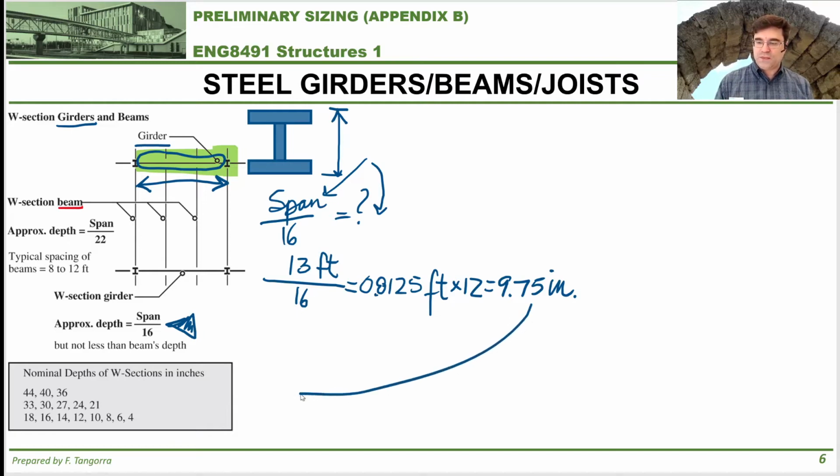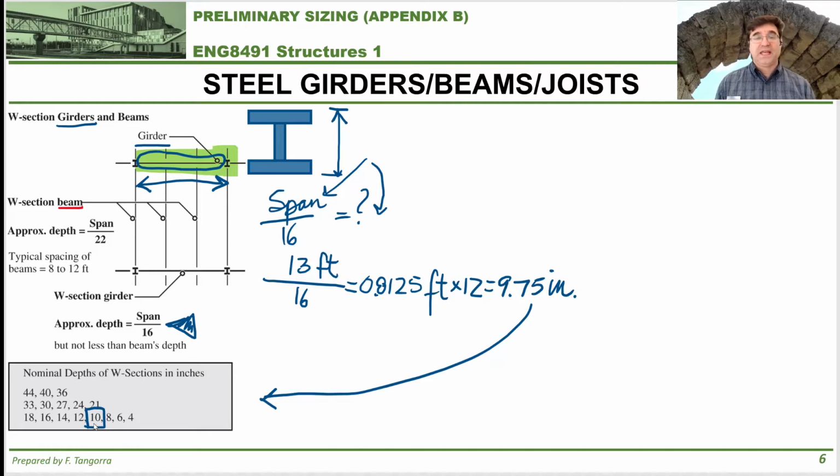So I've reproduced them here, but you want to make sure that you can find them in Appendix B because they might look different in your Appendix B, okay? So I find the closest depth that is not smaller than this, and you'll notice that the closest one is right here, 10 inches. Okay, so that would be the size of a W section that you would select using imperial units.